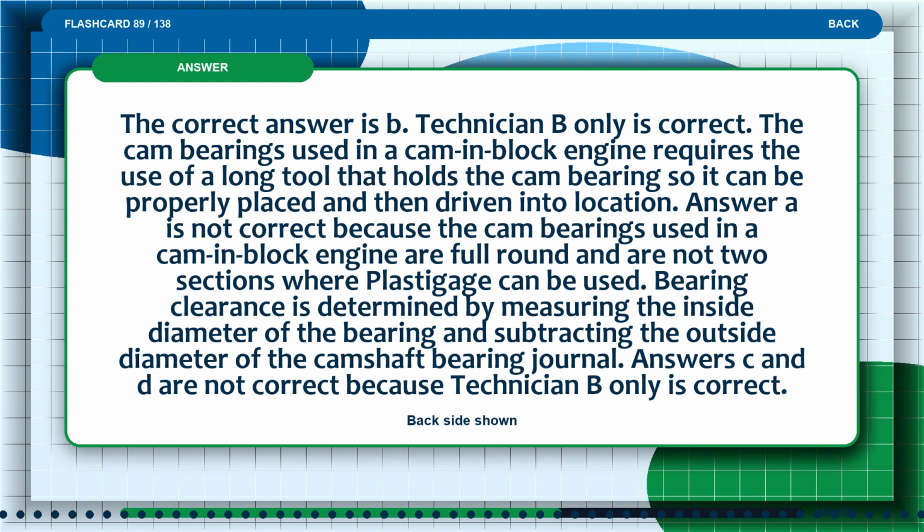The correct answer is B. Technician B only is correct. The cam bearings used in a cam-in-block engine require the use of a long tool that holds the cam bearing so it can be properly placed and then driven into location. Answer A is not correct because the cam bearings used in a cam-in-block engine are full round and are not two sections where Plastigage can be used. Bearing clearance is determined by measuring the inside diameter of the bearing and subtracting the outside diameter of the camshaft bearing journal. Answers C and D are not correct because technician B only is correct.